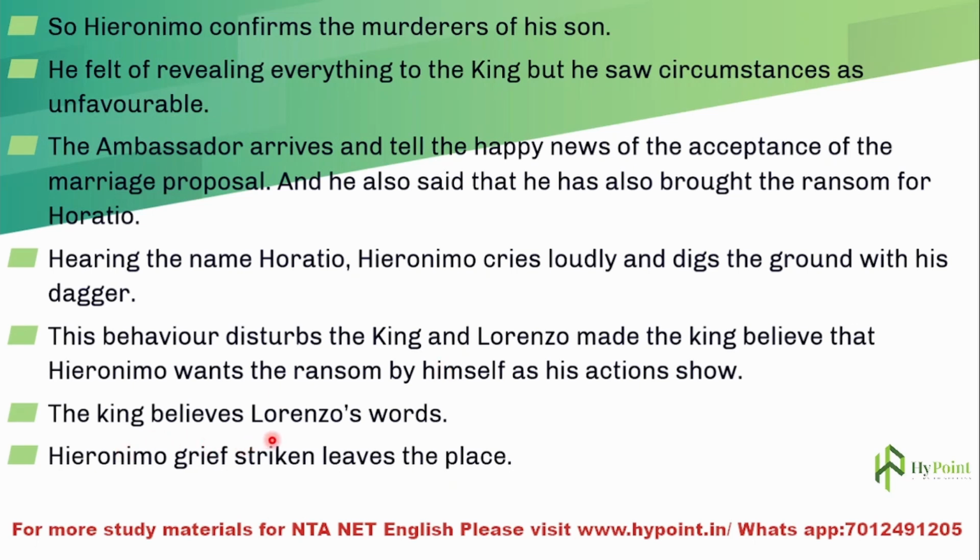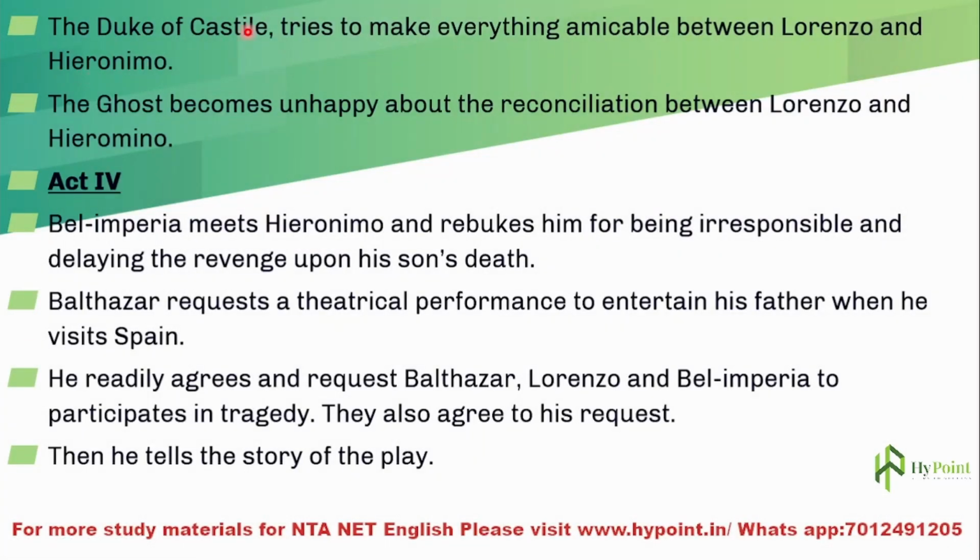And the king believed Lorenzo's word, and Hieronimo's grief grew even more, and grief-stricken, he leaves the place. He immediately leaves because he could not stand it. And the Duke of Castile tries to make everything amicable between Lorenzo and Hieronimo. So they know that something not desirable happened between Lorenzo and Hieronimo. So the Duke of Castile, brother to the king, tries to make everything smooth between Lorenzo and Hieronimo.